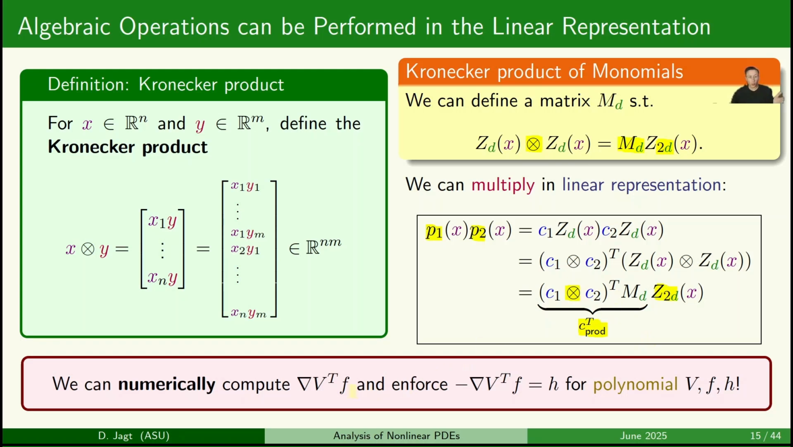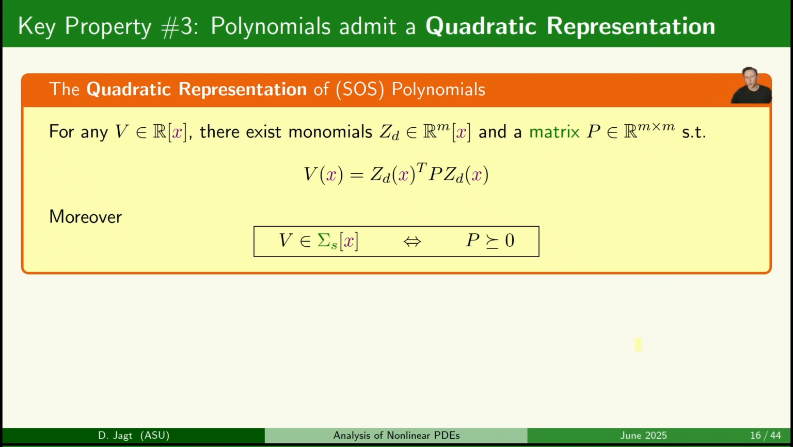So then we can also numerically compute the derivative of our Lyapunov function V along the vector field, as well as enforce equality of this derivative to polynomial function h by enforcing equality of the coefficients in the linear representation. Now all this leaves then is to enforce positivity of this polynomial function h, which brings us to the last key property, namely polynomials admit a quadratic representation.